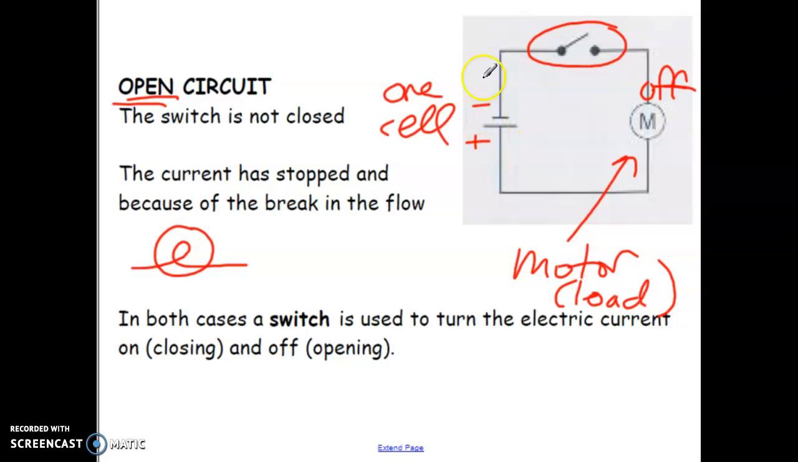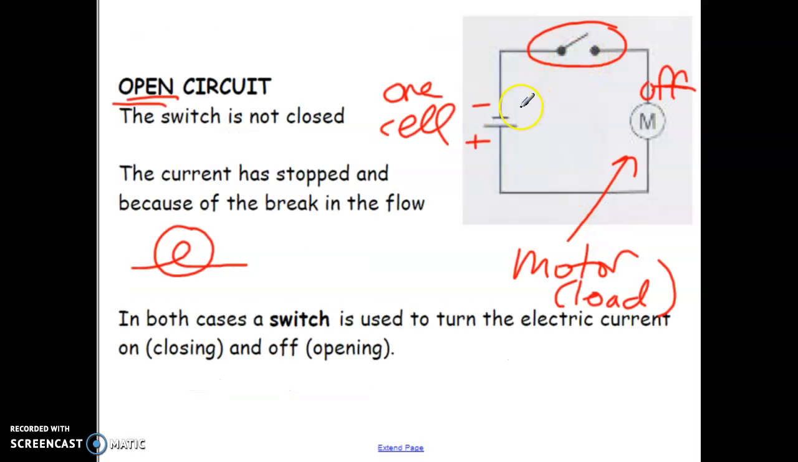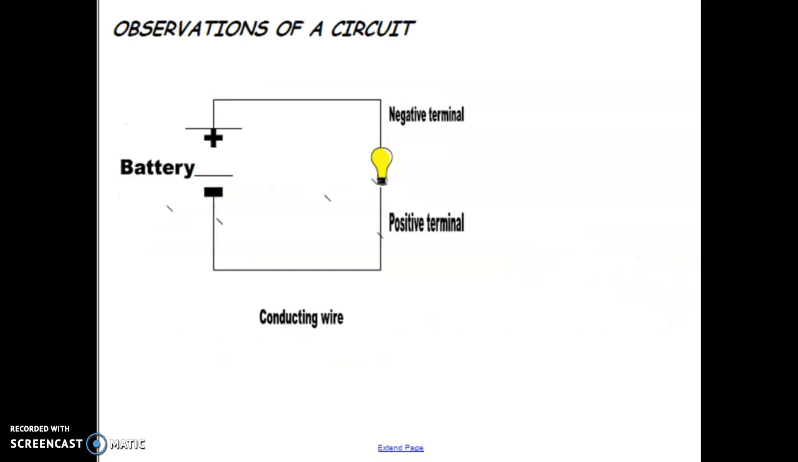Just keep in mind when you're drawing circuits, which we'll start to do this week and in the following weeks to come, that if you have a closed circuit, you should show the electron direction. If you have an open circuit, you shouldn't show electrons moving, because the electrons are off, or they're not flowing.